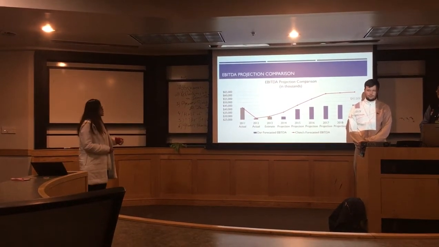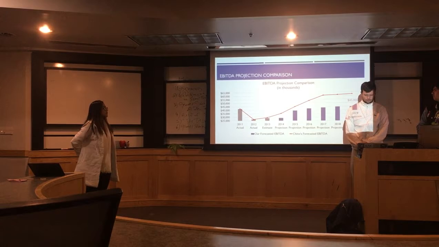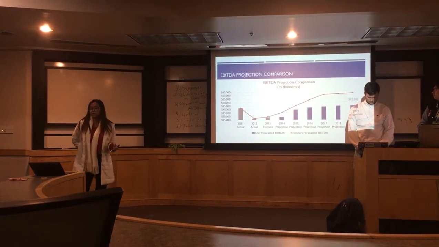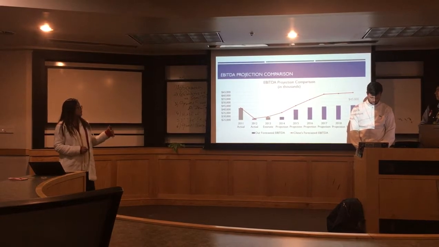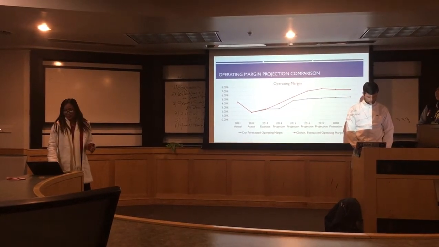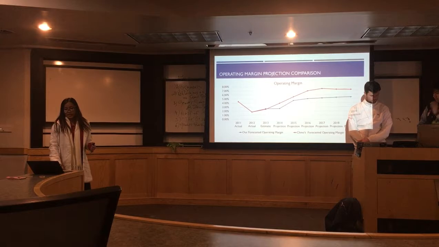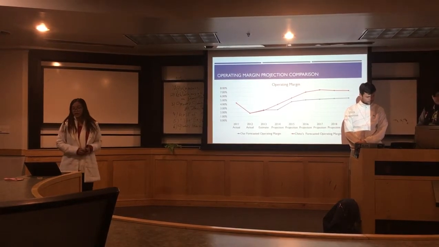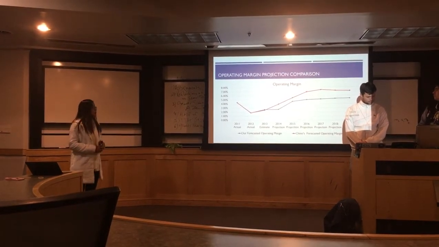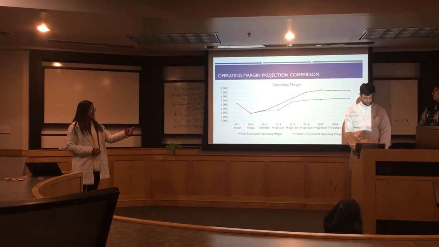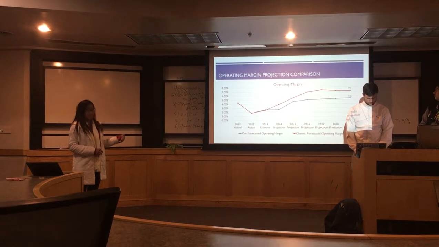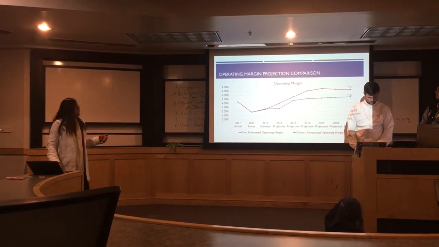Here, EBITDA's projection is forecasted to be $45 million in 2019, with roughly 3% increase per year. Our projection of Chino's sales based on current men's retail clothing industry leads to an operating margin of 5% as compared to Chino's operating margin of 7%, as shown by the red line.